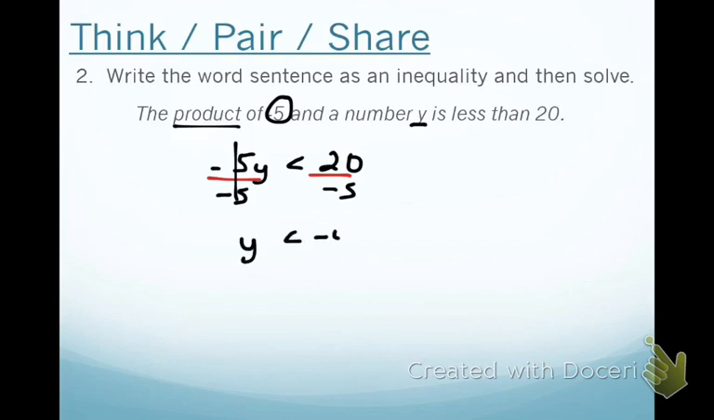Y is less than negative 4. Do I need to flip my sign? Yes. Why? I divided by a negative number on both sides, so the correct answer is y is greater than negative 4.